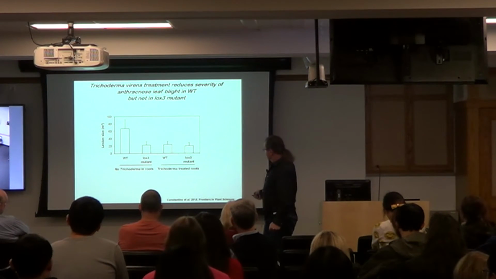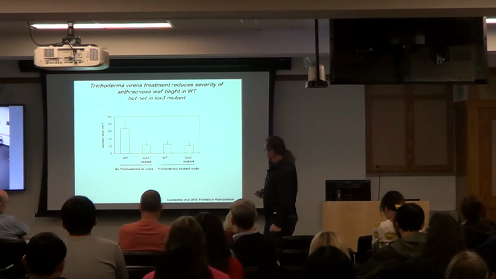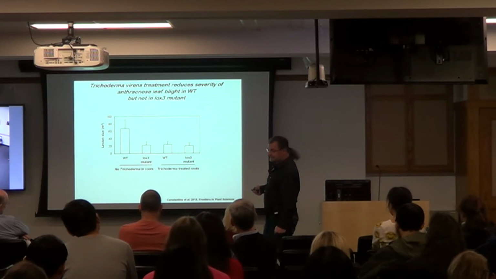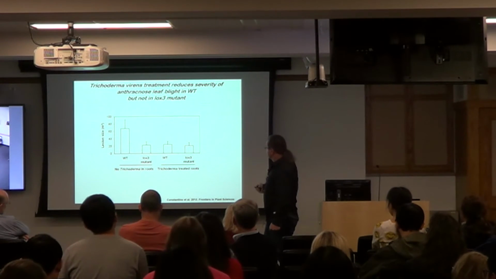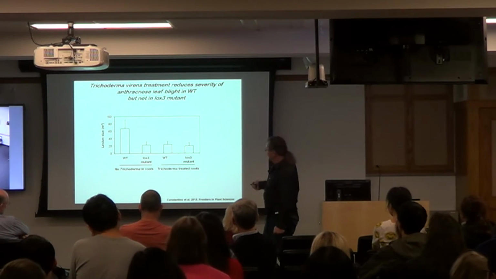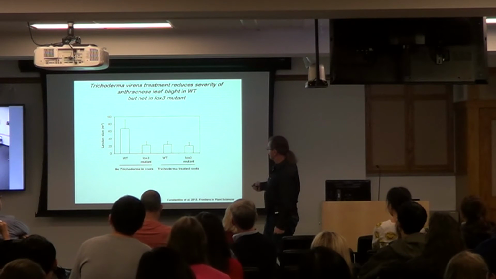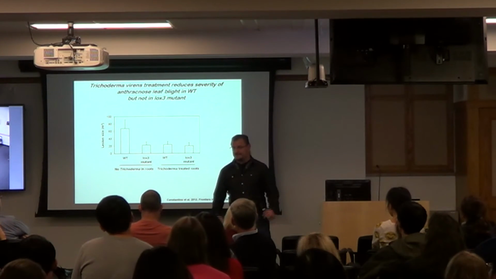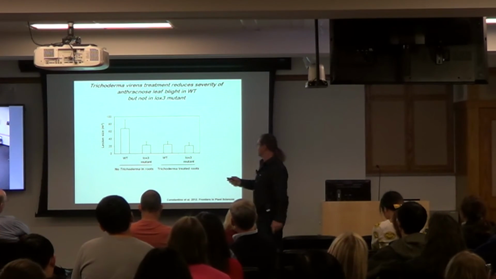So we treated roots of wild type or LOX3 mutants with Trichoderma virens. And of course, in wild type, what you see is that Trichoderma induces systemic resistance. So the lesions are much smaller. You compare the wild type to wild type here. Trichoderma induces increased resistance. In LOX3 mutants, they're already resistant. Doesn't matter how much Trichoderma they have on the roots, they are already resistant.